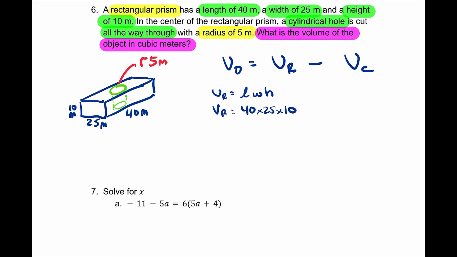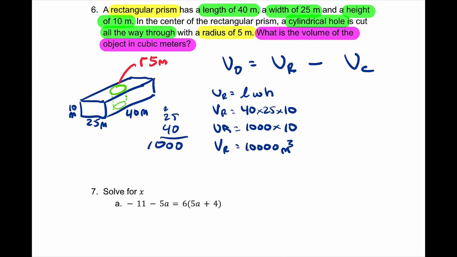And we'll start off by doing 40 times 25, and I get 1,000 times 10, and that's an easy calculation to do in your head. The volume of the rectangle is equal to 10,000 meters cubed. Okay, so I'm just going to minimize this a little bit, get it out of the way, create some more space.